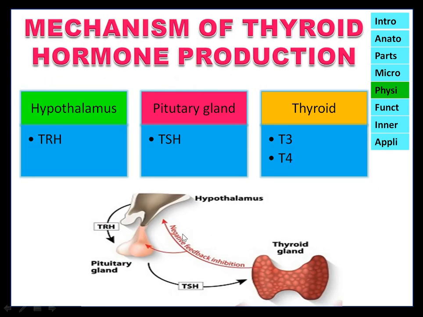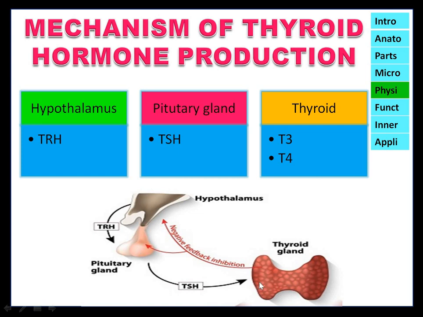Now the mechanism of thyroid hormone production and release from the thyroid gland. First, the hypothalamus sends the hormone, which means thyrotropin releasing hormone. This hormone acts on the pituitary gland, and this pituitary gland produces the thyroid stimulating hormone.